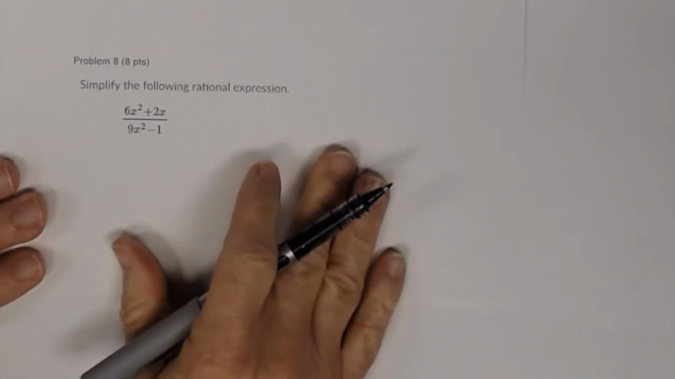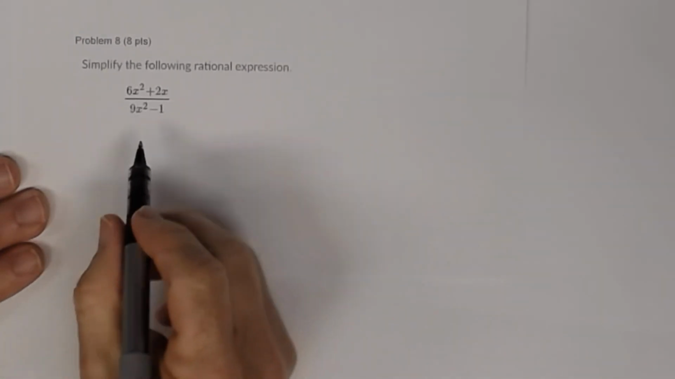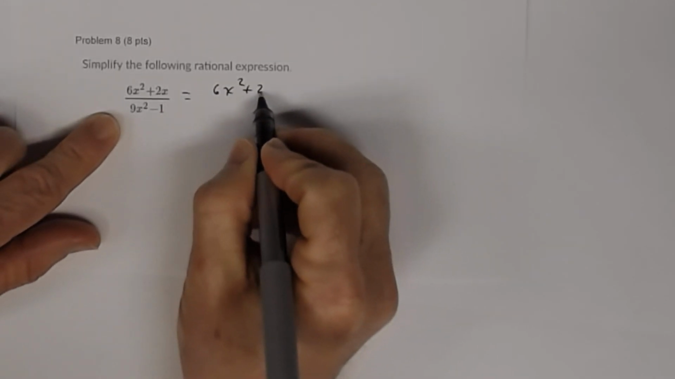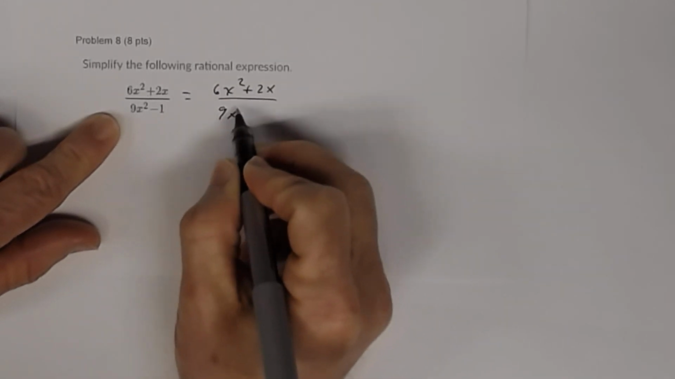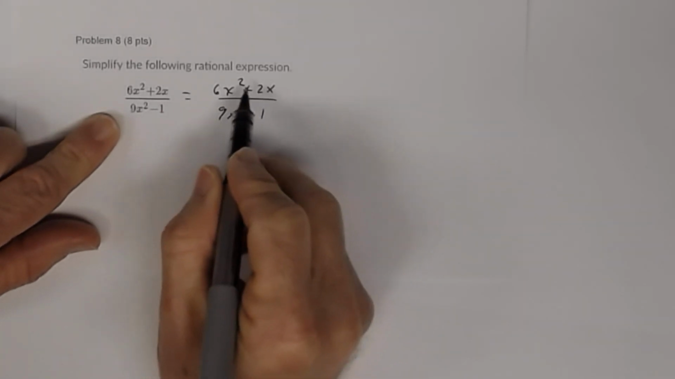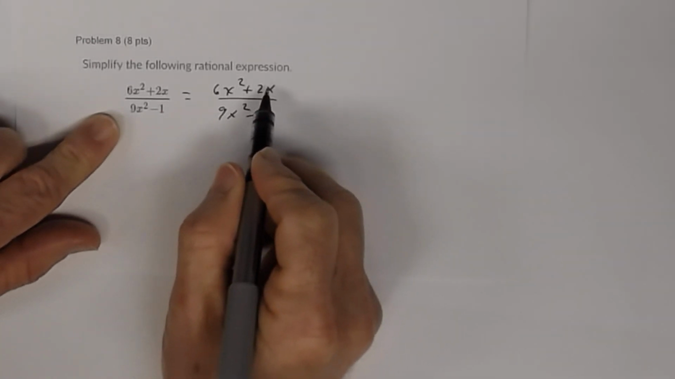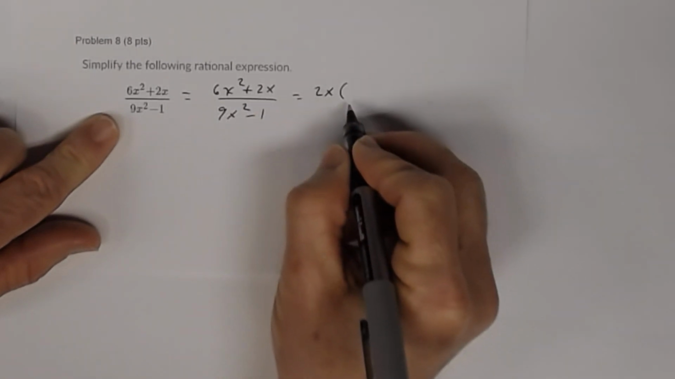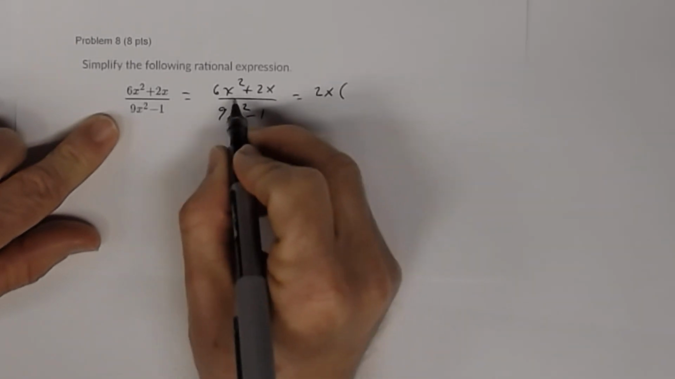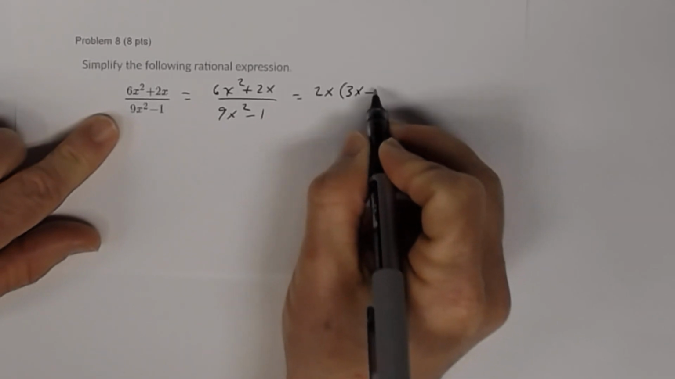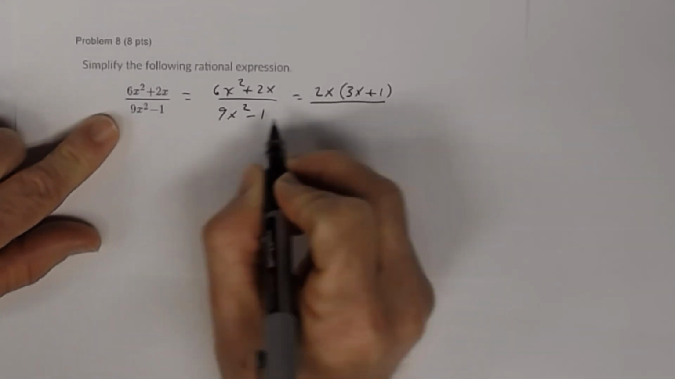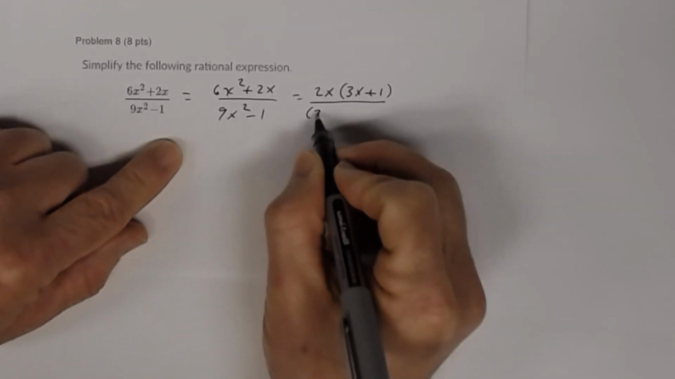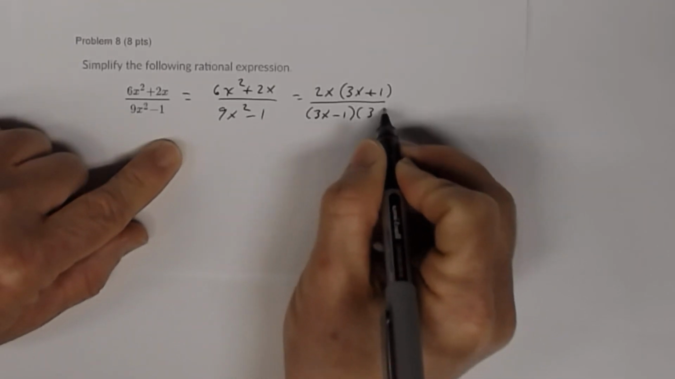The next one, number 8. Let me go ahead and write this a little bit better. So that's 6x squared plus 2x divided by 9x squared minus 1. All right, so for 6x squared plus 2x, the GCF here is 2x. So I'm going to go ahead and factor out a 2x. And when I do that, I'm going to get 2x times 3x plus 1. The denominator, that's the difference of two squares, so I can factor that as 3x minus 1 times 3x plus 1.